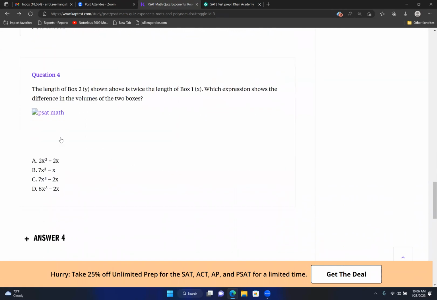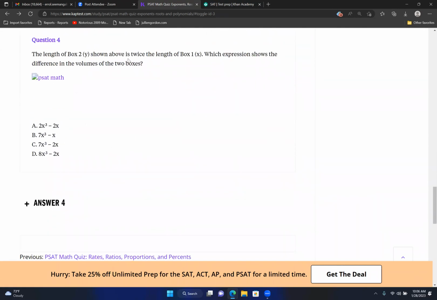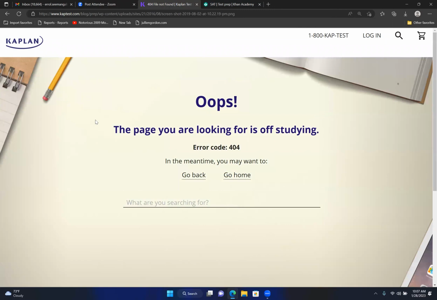Let's go to 4. The length of box, which shows the difference in volume of boxes. What are they referring to?